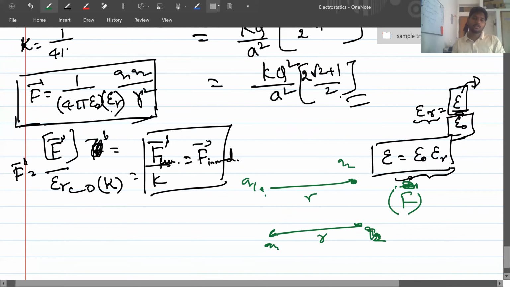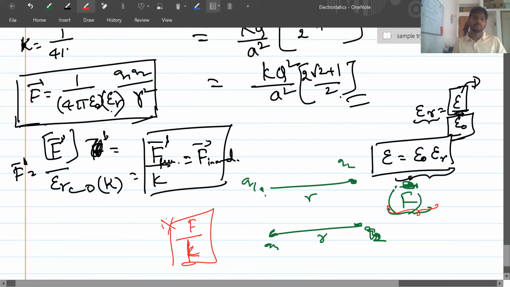So in the first case, when it is in air, it will be F. In the second case, F divided by epsilon r, or K, right?